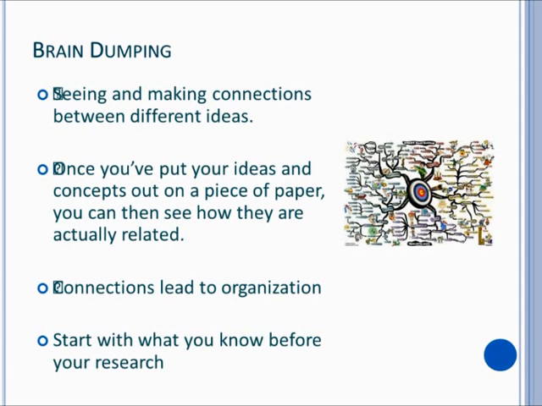Because once you've put your ideas and concepts out on a piece of paper, you can see how they're actually related. What ends up happening if we sort of force our brain to think linearly at the beginning is our brain automatically rejects certain concepts. But if we use the technique of what I like to call brain dumping, some people call it brainstorming, if we just put everything out there on paper, then we can see much more clearly what is connected to what, and then we can start to make more organization.